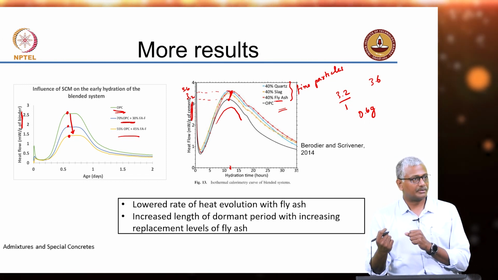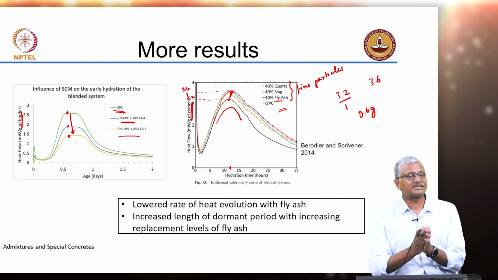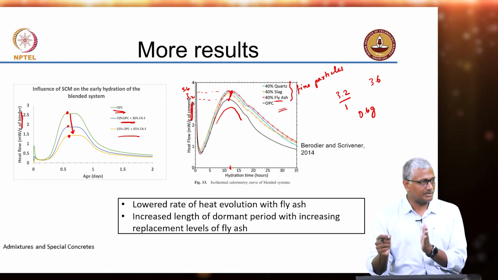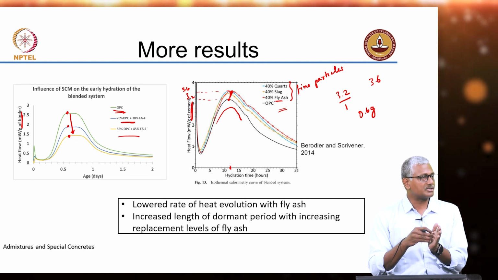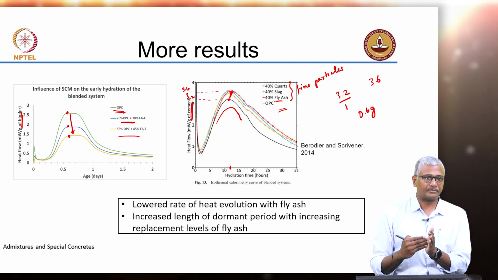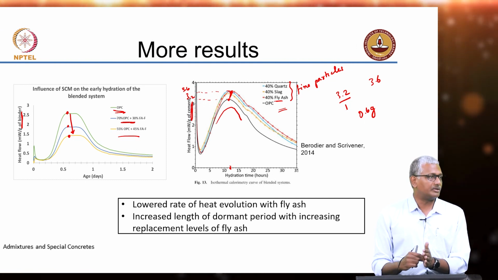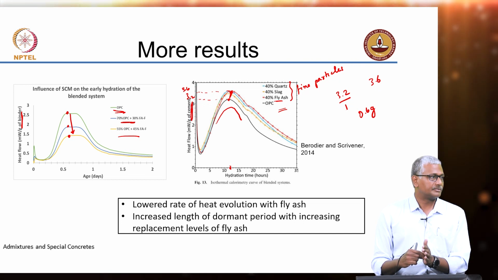Okay. Did you get this concept right? So, when you replace cement by pozzolanic materials which are fine, the cement hydration itself gets accelerated. So, you produce more heat rate for each gram of cement. Okay.